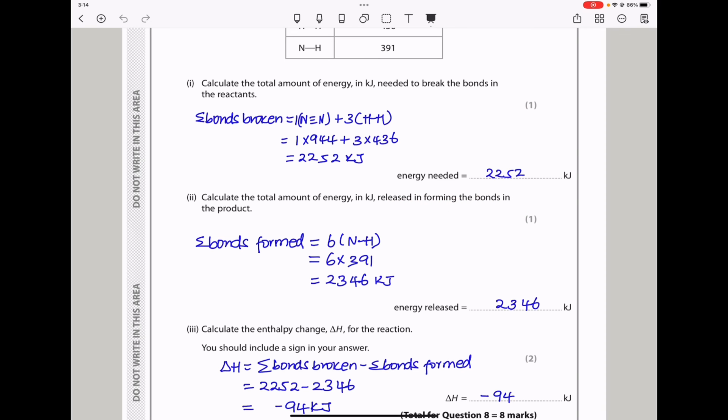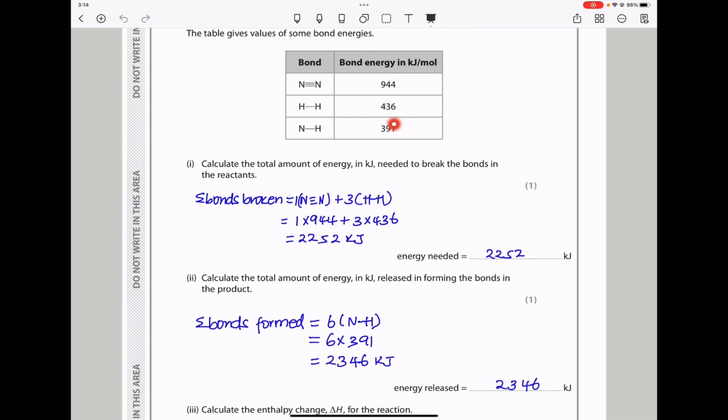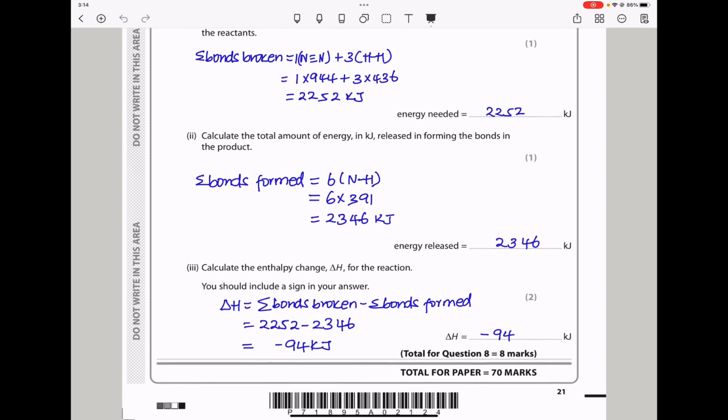And next I said, calculate the total amount of energy in kilojoules released in forming the bonds in the product. So the product side has, we can see 1, 2, 3 times 2. Those are going to be 6 nitrogen-hydrogen bonds. So it's going to be 6 times that. And my answer is 2346 kilojoules, as we can see here.